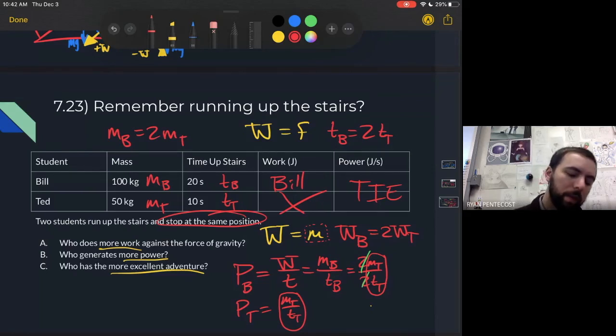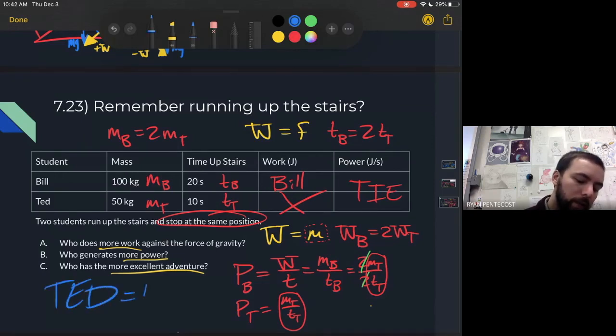Okay? And then who has the most excellent adventure? I would argue that that is Ted, because Ted equals Keanu Reeves.